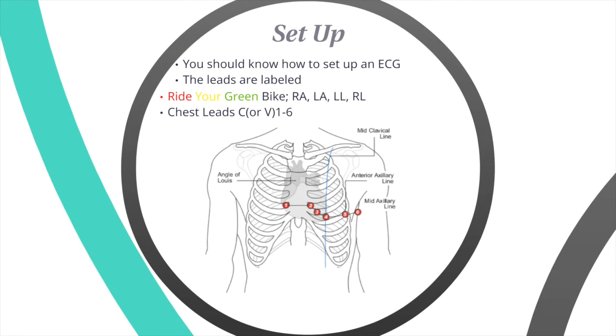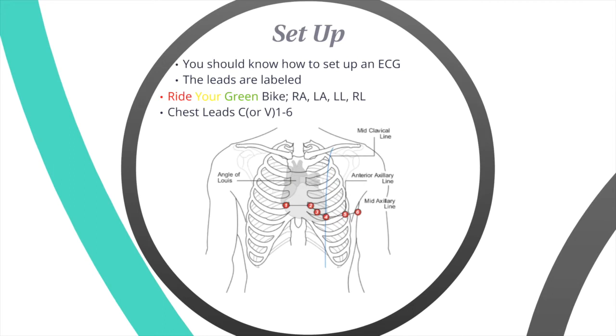So it's right arm, left arm, right leg, left leg, color coordinated: red, yellow, green, black. You also have chest leads, not color coordinated, but labeled 1 to 6. 1 and 2 are at the fourth intercostal space, at the right and left sternal edges. 4 is at the apex beat, which is the fifth intercostal space, mid-clavicular line.